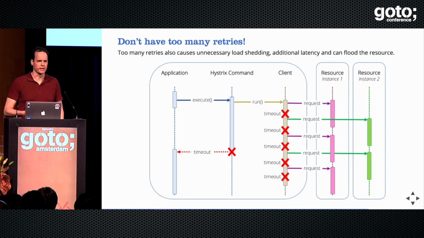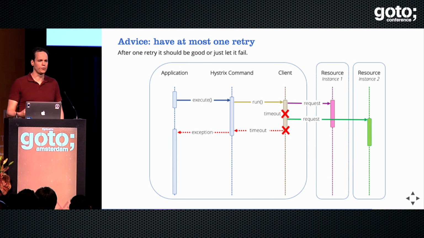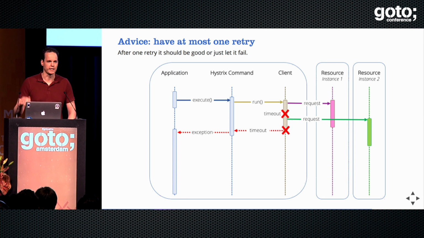The same thing is with retries. Some clients tend to do retries automatically. You need to be careful with that. You don't want to have too many, because then you have the same effect as having a really long timeout setting for your client. So if you really want to have retries, do at most one. If the second one fails, then something is probably really wrong with your system, and, well, let it fail.